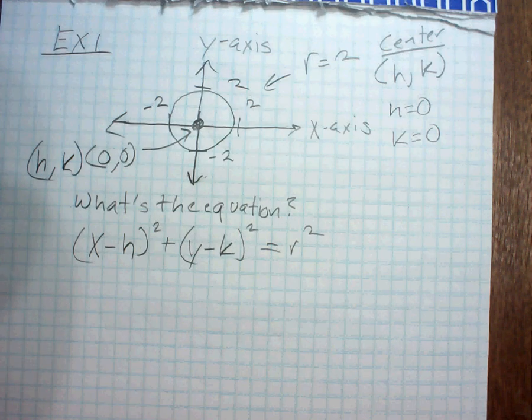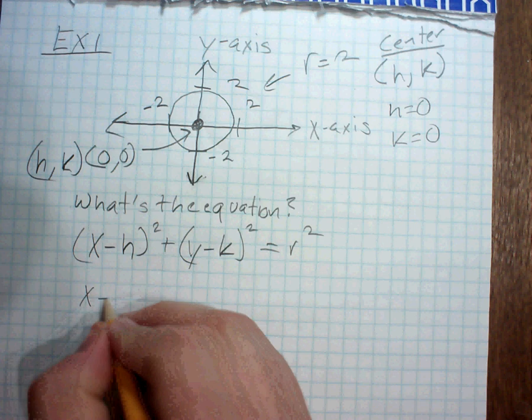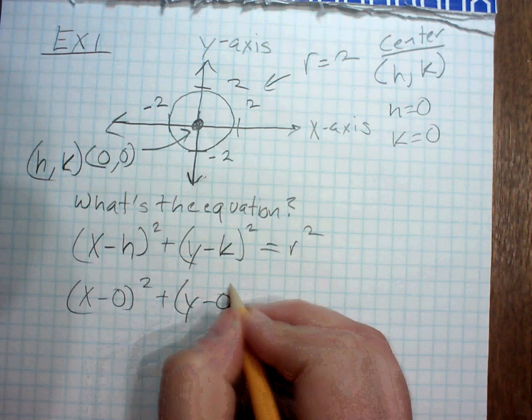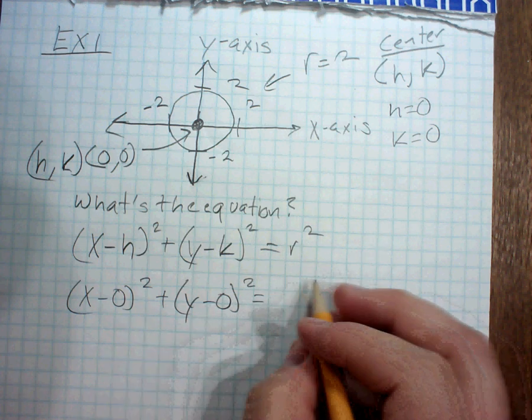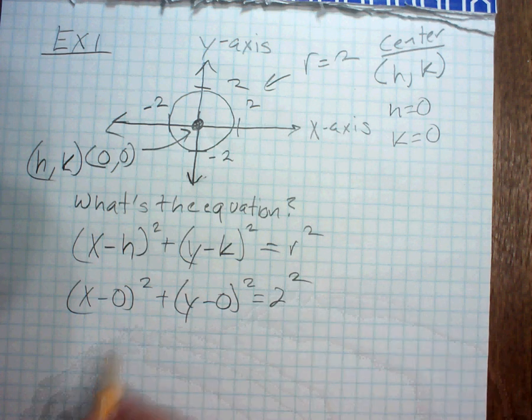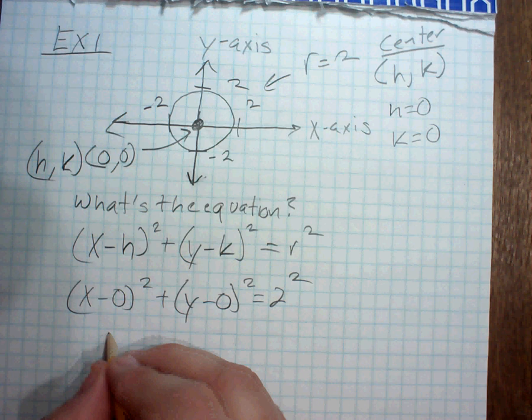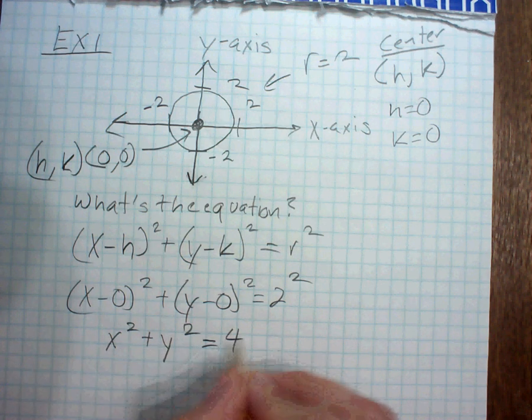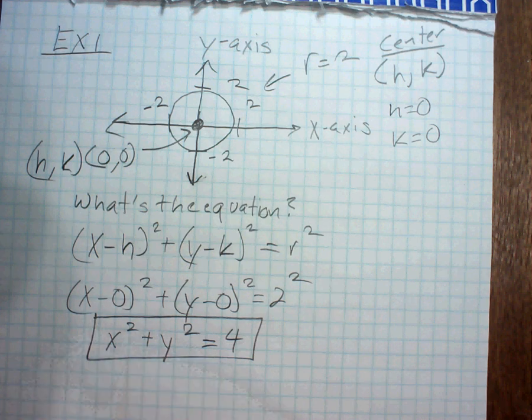So we still plug this stuff in. So I've got x minus 0 squared plus y minus 0 squared is equal to 2 squared. So it ends up becoming x squared plus y squared equals 4. And that is it.